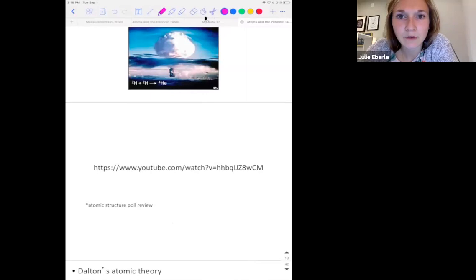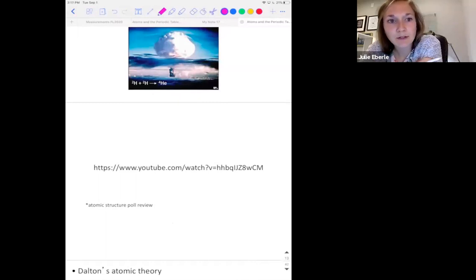Okay, here's our last poll for the day. Which statements about subatomic particles are true? If an atom has an equal number of protons and electrons, it will be charge neutral. Electrons are attracted to protons. Electrons are much lighter than neutrons. Protons have twice the mass of neutrons. And again, I think there's more than one correct answer here, but just if you can only pick one, just pick one of the correct answers. We'll go over them.